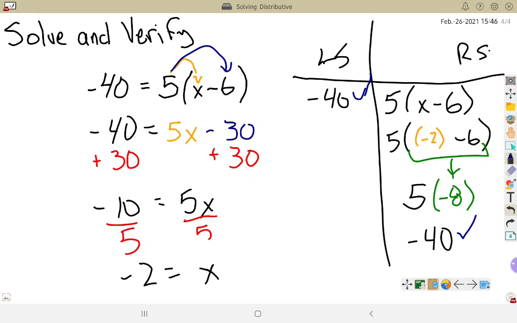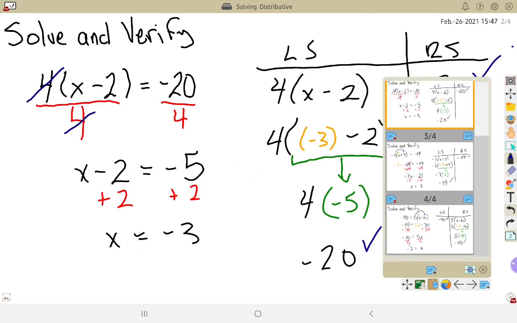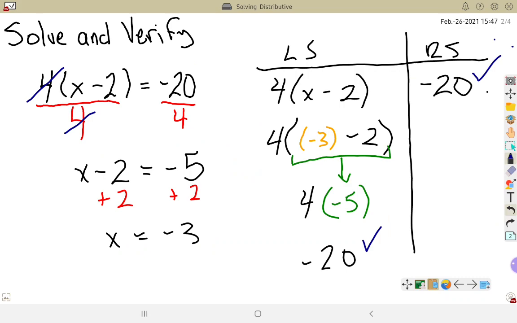So again, I don't mind if you want to use the arrows and distribute in. I do need you to understand how to do that for grade 8. But if you'd like, for solving, if you find it easier, you can divide both sides by that number that's in front first. That is a valid way of solving it.